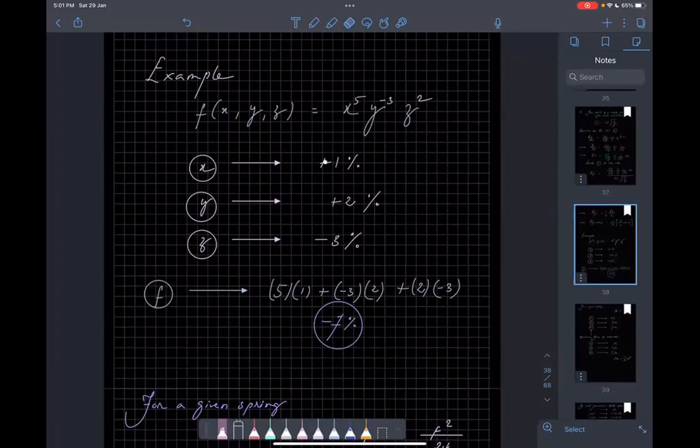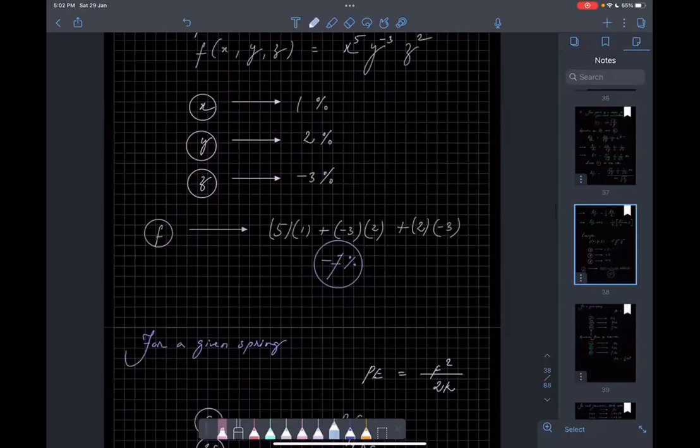Here percentages are given: +1, +2, and -3. First one was 1%, second one was 2%, third one was -3%. So according to their powers, you do 5 into 1, plus -3 into 2, plus 2 into -3. That is 5 minus 6 minus 6, minus 7. Change in f is -7%. Clear?